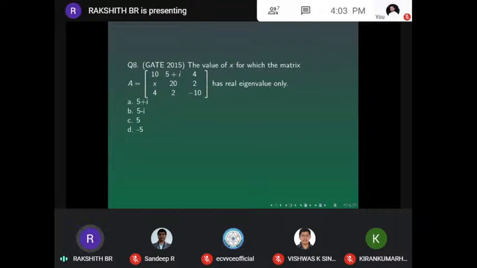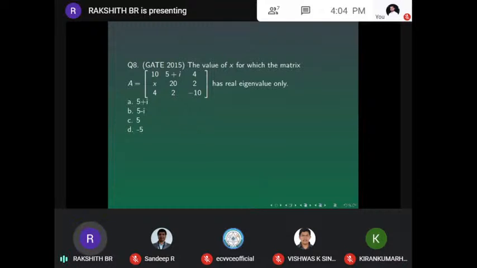So if you choose x equal to 5 minus i, then this matrix A will be a Hermitian matrix. That is, A conjugate transpose is equal to A. You need to take the conjugate of each of the entries. What is the conjugate of 10? It is 10. What is the conjugate of 5 plus i? It is 5 minus i. The conjugate of 4 is 4. So in general, what is the conjugate of a plus ib? It is a minus ib.